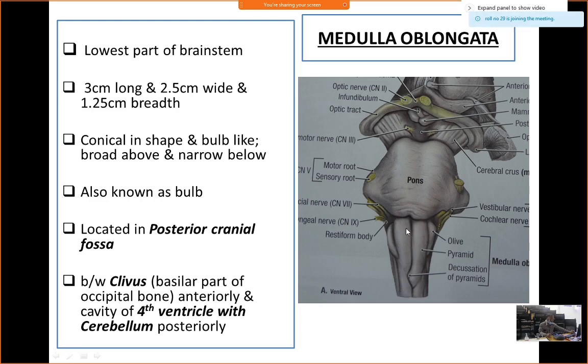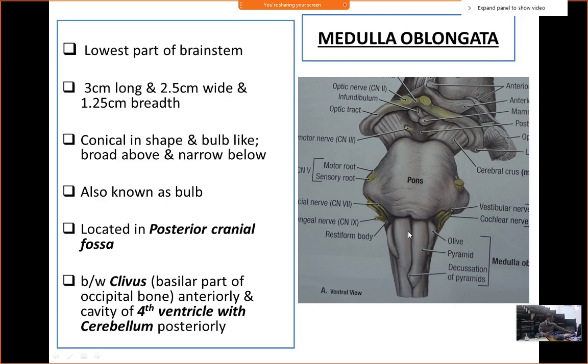At the widest part of the medulla oblongata, the width is around 2.5 centimeters, while the anteroposterior thickness, or breadth, is 1.25 centimeters. So this is the dimension of the medulla oblongata. Then the shape: it is conical and bulb-like.